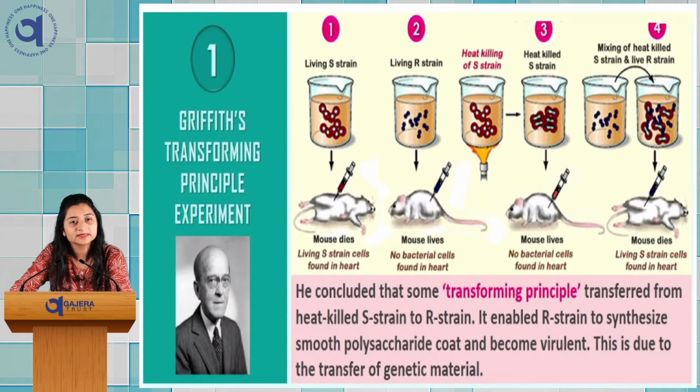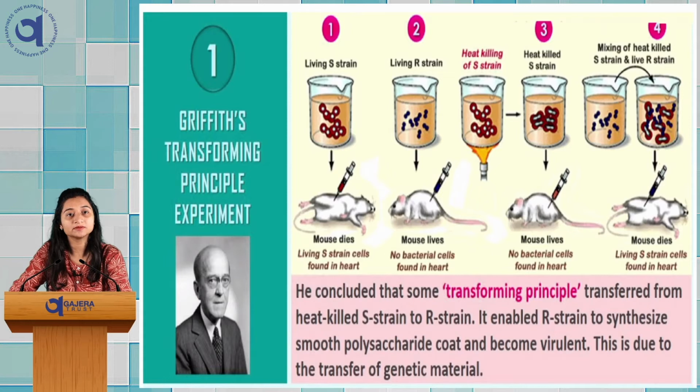From this experiment, he concluded that something is getting transferred from the body of the heat-killed S strain to the live R strain, and that is why the R strain is becoming virulent and is able to cause the disorder in the mice.